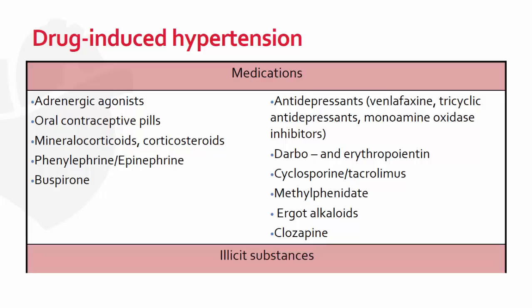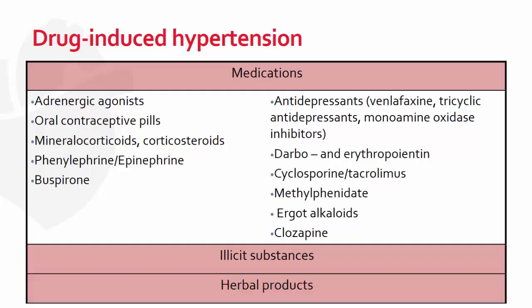We also know that illicit substances such as cocaine and amphetamines can lead to hypertension in patients. So making sure we have a clear sense of what substances our patients are using. And then also some herbal products have been associated with the development of drug-induced hypertension. So making sure we get a clear sense of supplements that our patients are using.